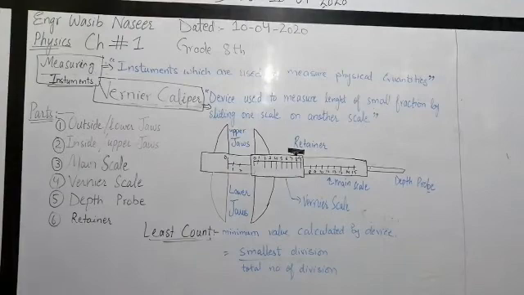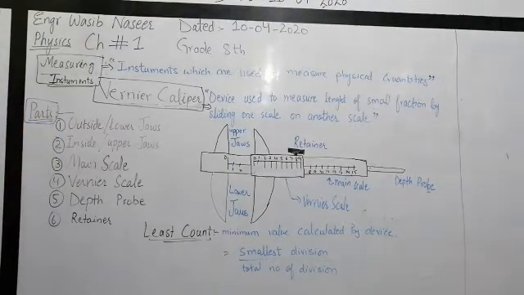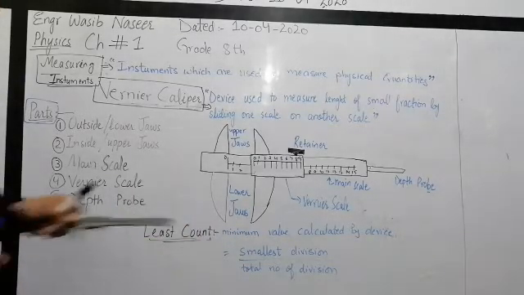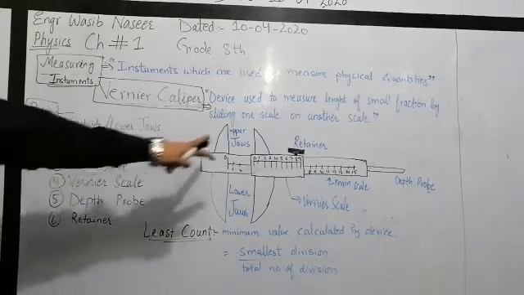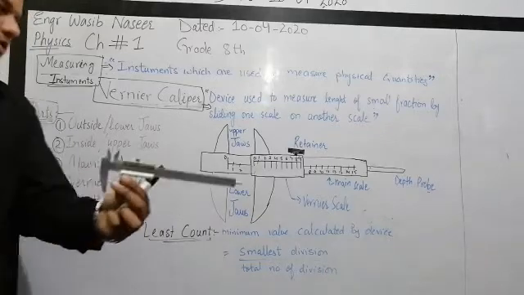First of all, I will tell you the parts of the Vernier caliper. What are the parts of the Vernier caliper? These are the 6 parts of the Vernier caliper. One is the outside or lower jaws. In the below, you can see that there are 2 jaws, and practically you can also see that these are the 2 jaws. Inside are the upper jaws. These are the upper jaws. In the practical, you can also see that there are 2 jaws.